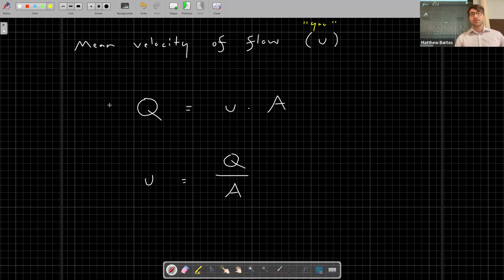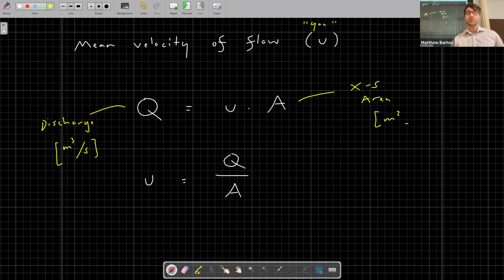So let me just be explicit here. This Q is the discharge. So this would be in units of something like cubic meters per second. This area, this is the cross-sectional area. This might be in units like square meters. And this U is our mean velocity, which would be in units of something like meters per second.